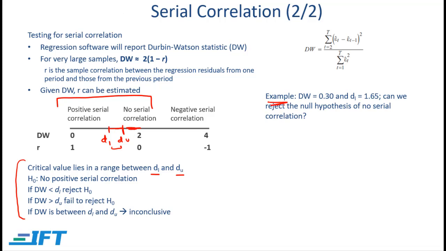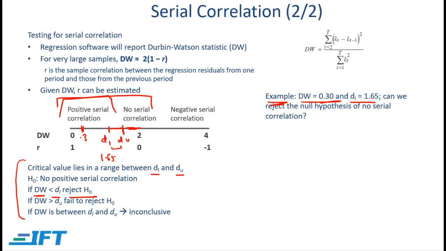So let's look at a simple example. Say the DW stat is 0.3. So our DW is over here at 0.3. And let's say that DL is 1.65. So DL is over here, 1.65. In this case, our DW stat is clearly lower than DL. Therefore, we can reject the null hypothesis that there is no positive serial correlation. In other words, we believe that there is some positive serial correlation.